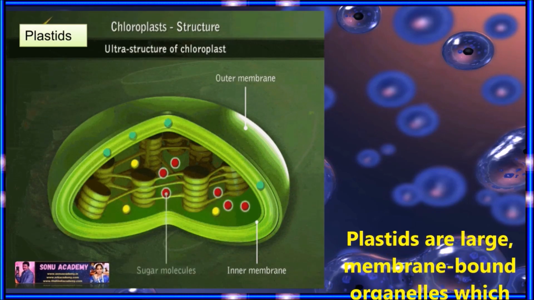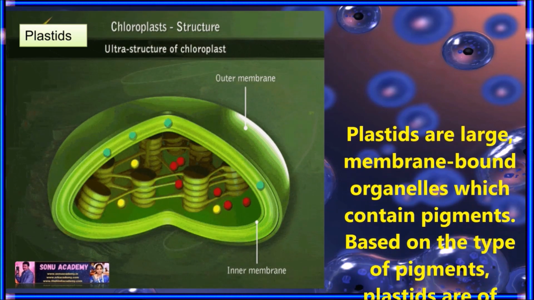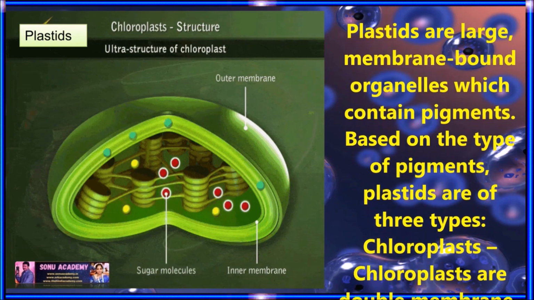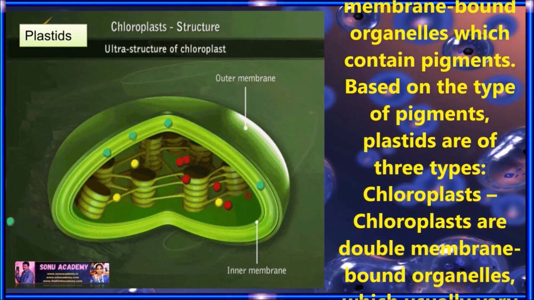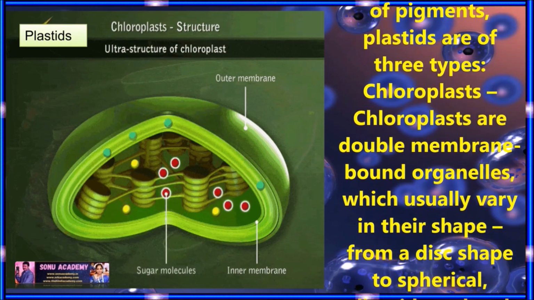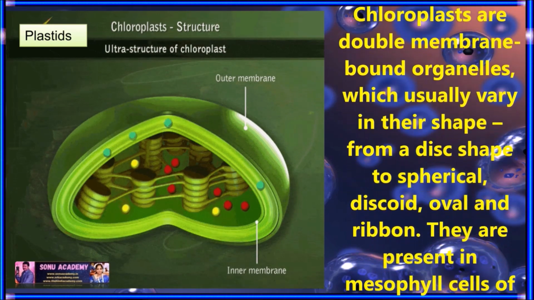Plastids. Plastids are large membrane-bound organelles which contain pigment. Based on the type of pigment, plastids are of 3 types. One is the chloroplast. Chloroplasts are double membrane-bound organelles which usually vary in shape from disc-shaped to spherical, discoid, oval, and ribbon.